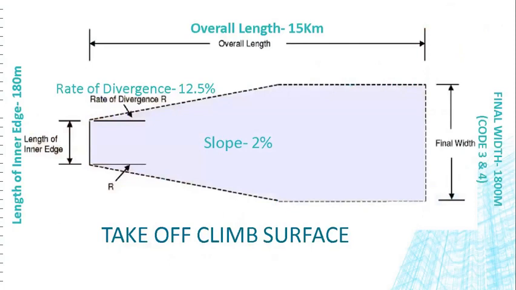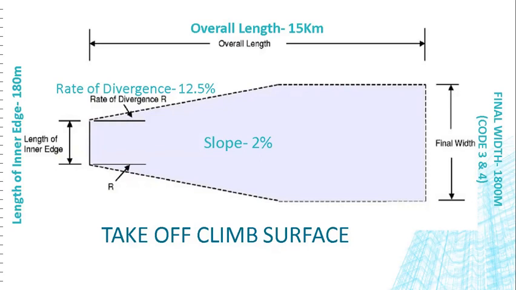So this will give what we have discussed. It will give a clear idea here. So it is also similar to approach one. At the end of the runway, or you can say at the end of the clearway, we have a length, an inner edge, which as we have shown is towards the left-hand side. The length of the inner edge is 180 meters, and as we go towards the right, the final width, which is shown for code 3 and 4, is 1800 meters.